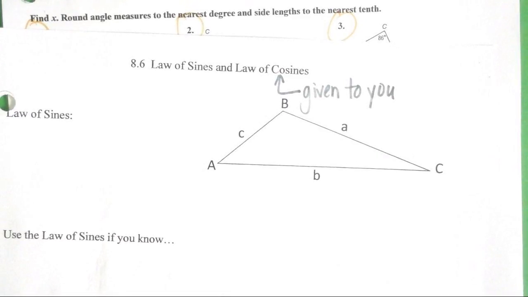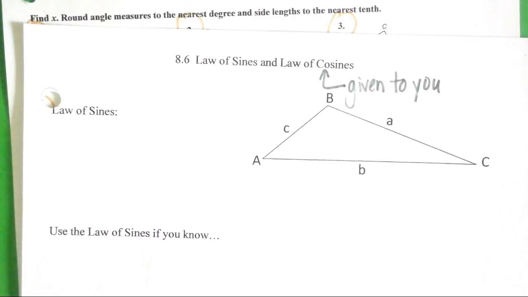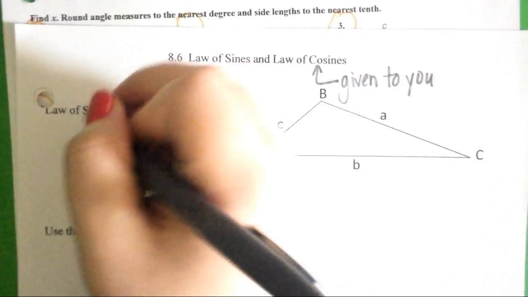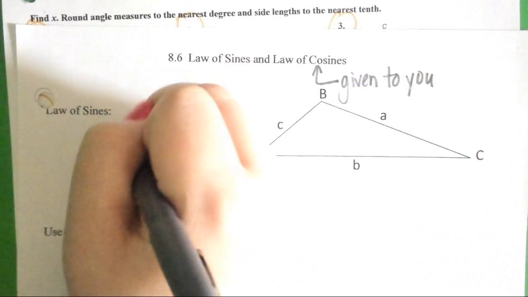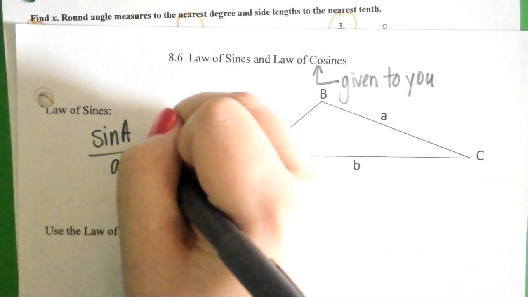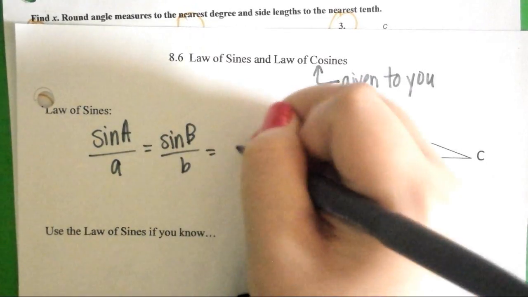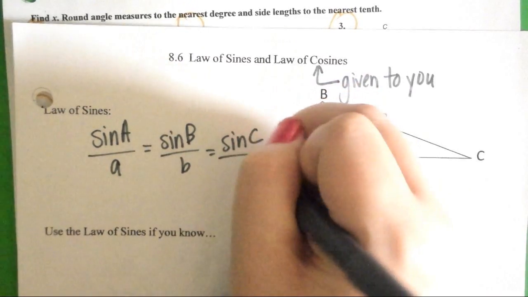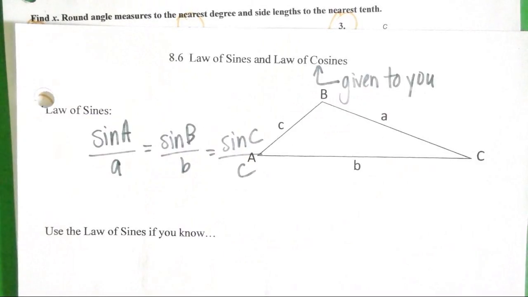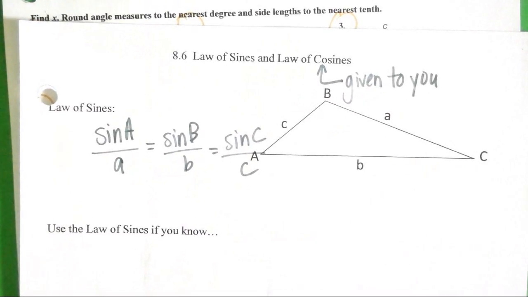The bad news is you do have to learn the law of sines, but I swear if you can't remember the law of sines, I've got a lot of questions for you in life. It is sine A over A, sine B over B, and sine C over C. There's no one who can't remember that. Sine A over A, sine B over B, sine C over C.